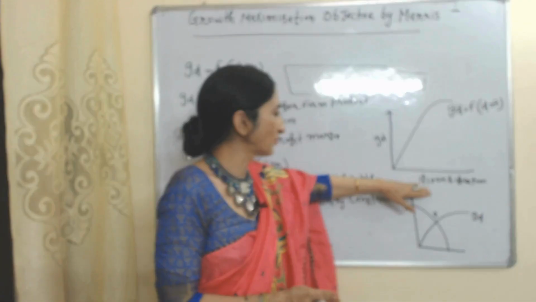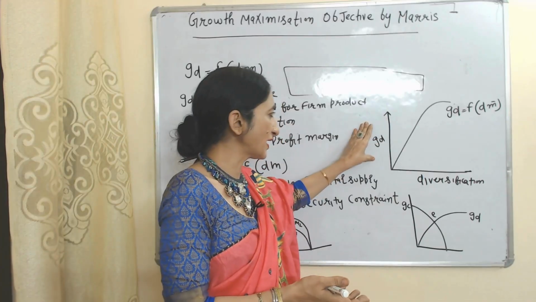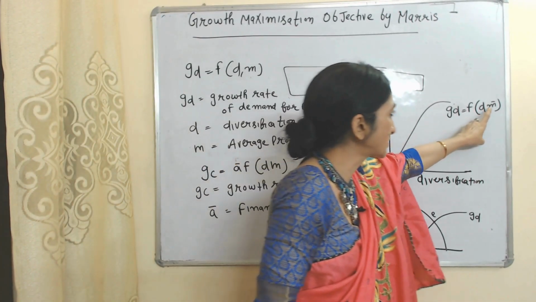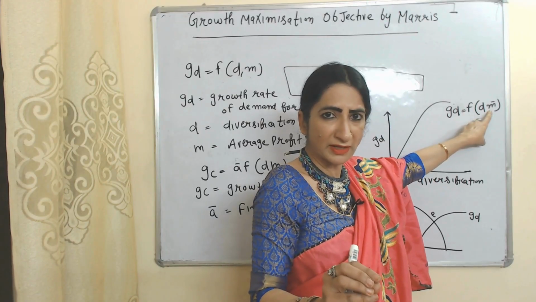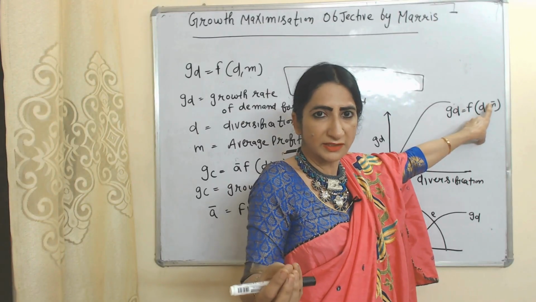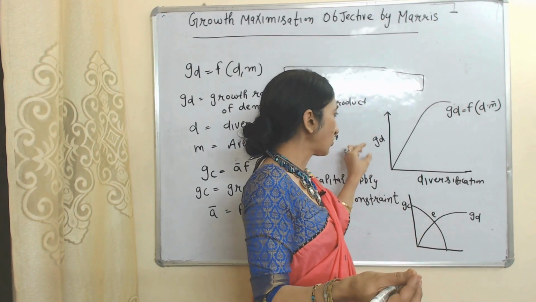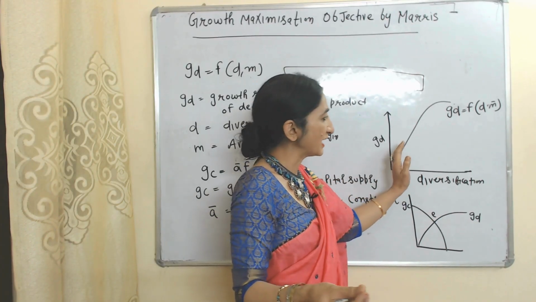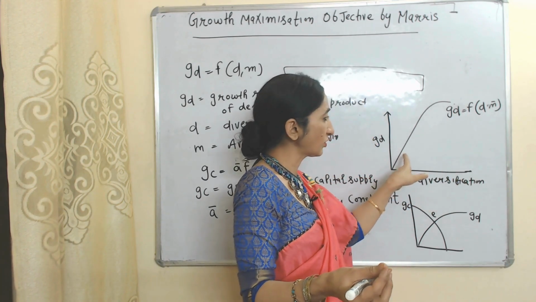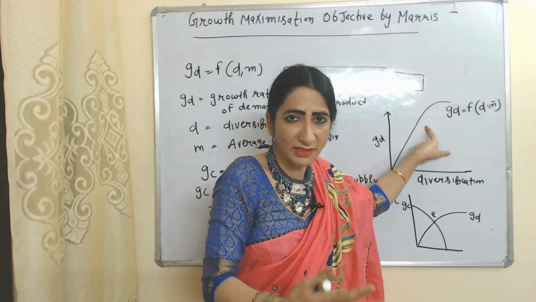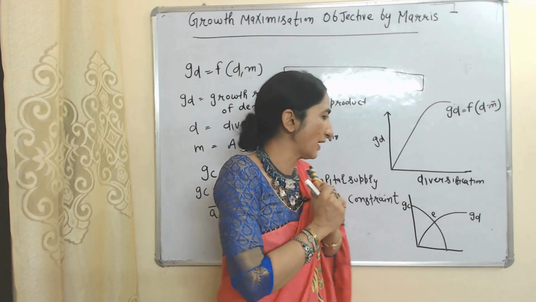In this diagram, on the x-axis we have diversification, and on the y-axis we have the growth rate of demand for the firm's product. Here we assume our average profit margin is constant. M bar represents that our average profit margin is constant. That's why the growth rate of demand for the firm's product mainly depends on diversification. As diversification increases, the growth rate of demand for the firm's product also increases. Obviously, if you are adding more varieties, your product will grow in the market.